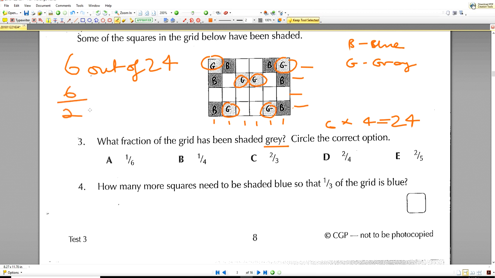So 6 over 24. Now when we do this, we need to cancel it down. When we cancel, we divide by what the 6 and 24 both go into. They both go into 6, which is the highest common factor. So divide that by 6, divide that by 6. So that gives us nicely the answer of B, which is 1/4.